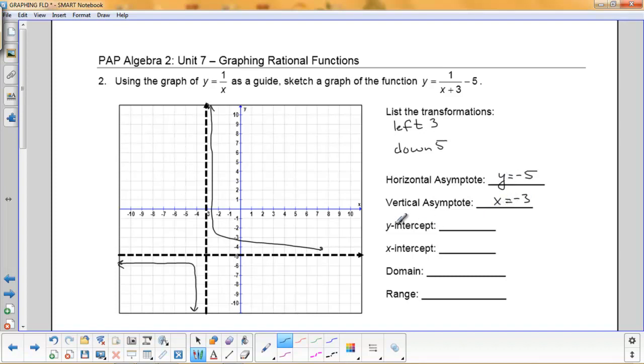The x-intercept and the y-intercept are going to be found by calculating when the x values and the y values are 0 respectively. Okay? So we'll start with the y-intercept. The y-intercept is found when x equals 0. So we do y equals 1 over 0 plus 3 minus 5. That's going to give me a value of y equals 1/3 minus, we're going to go ahead and make that 15/3.